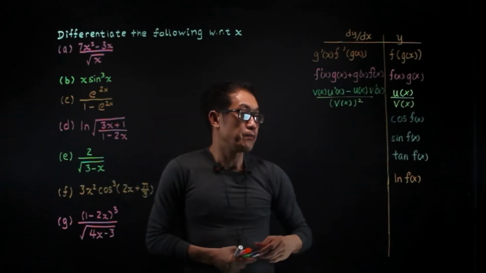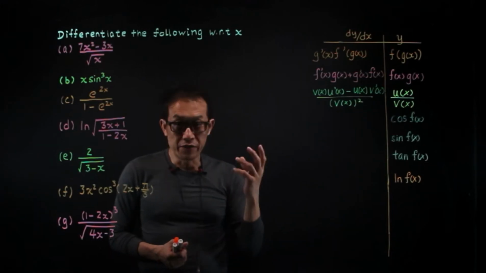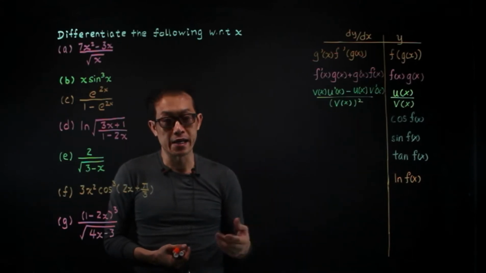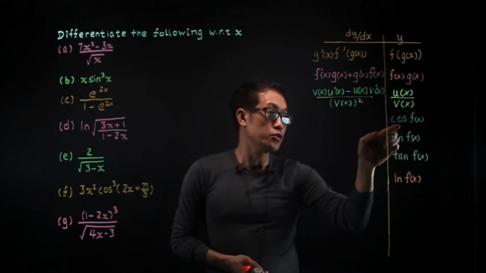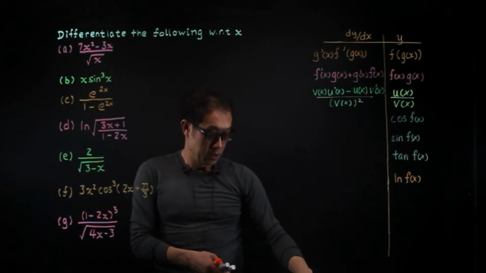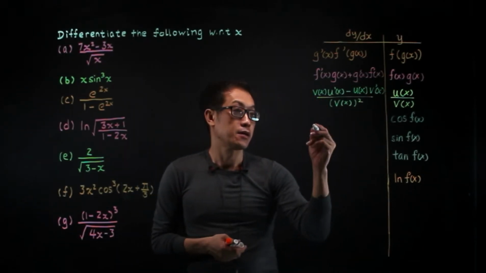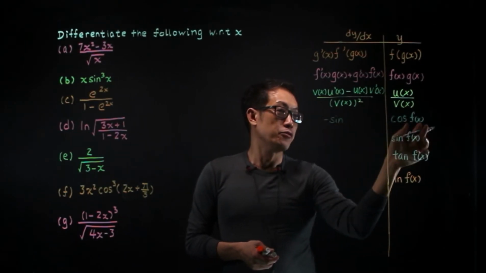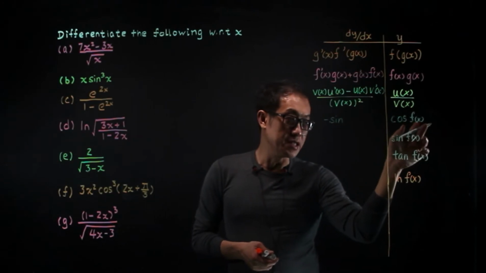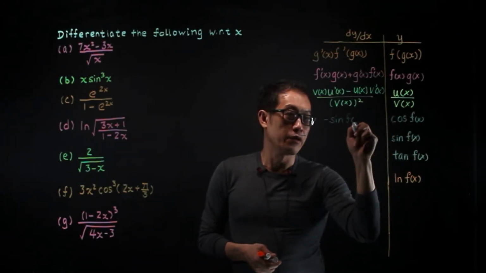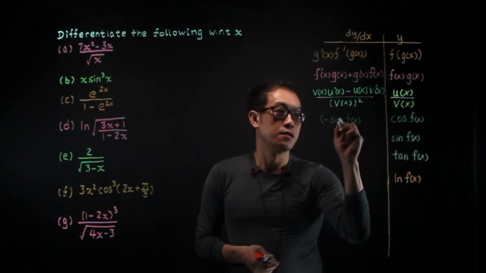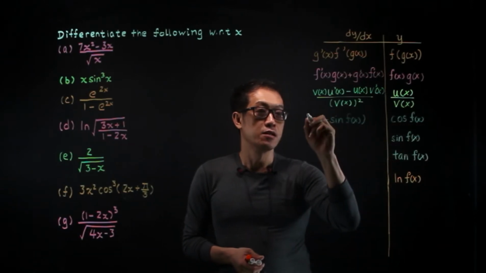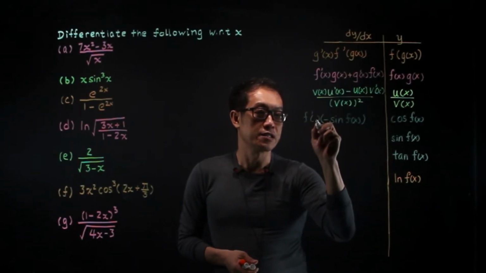Now how to differentiate cos f of x? Differentiating cos x, you learned in trig differentiation, you get minus sine x. So this is a composite function, so you differentiate your cos first, you get minus sine. What is inside remains unchanged, so f of x here. Then after that you have to differentiate the inside function, which gives f prime of x.